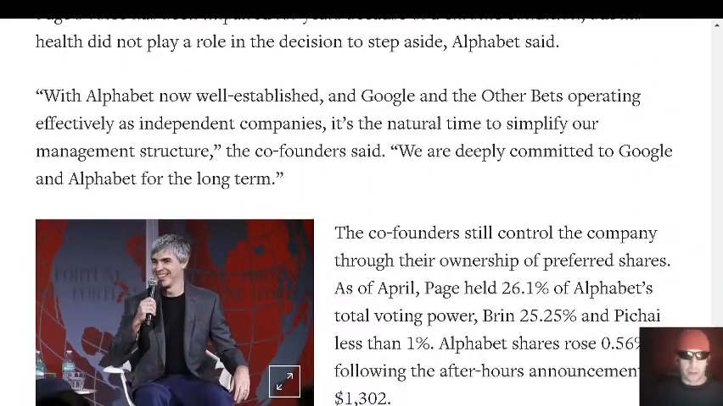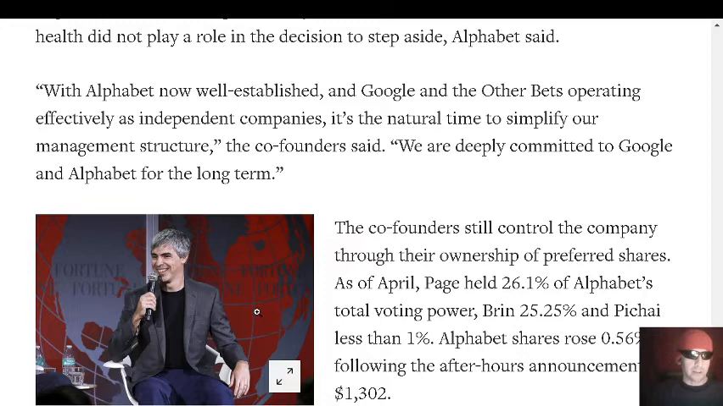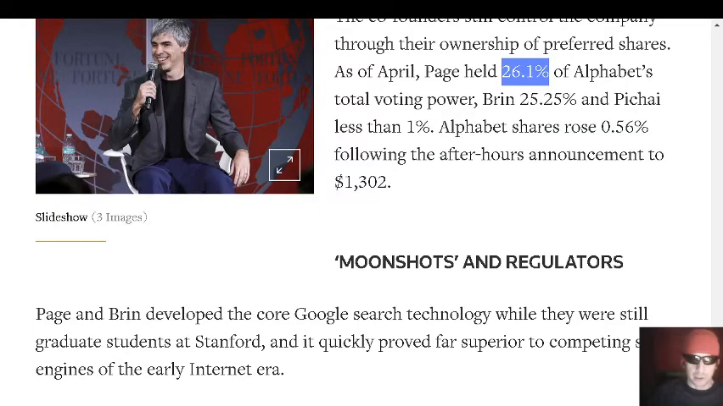Now, he doesn't own a majority share of stocks. Look at Larry Page. He looks like a doofus. He still continues to hold, as of April, 26.1% of Alphabet's total voting power, and Brin retains 25.25%. So they'll still be running the operation.